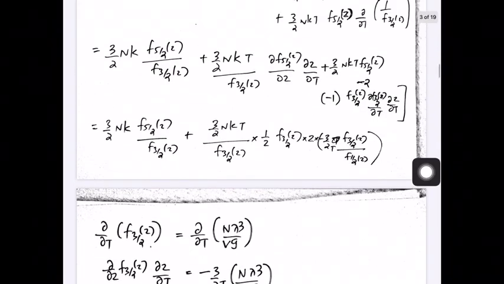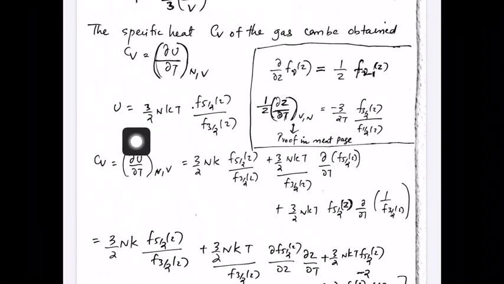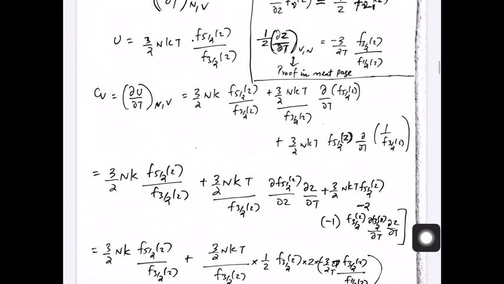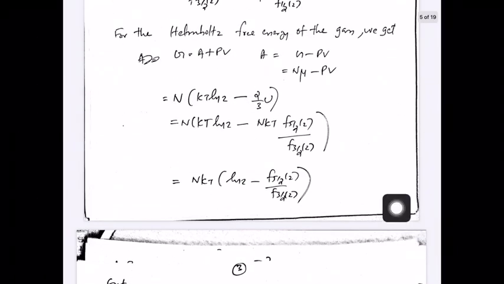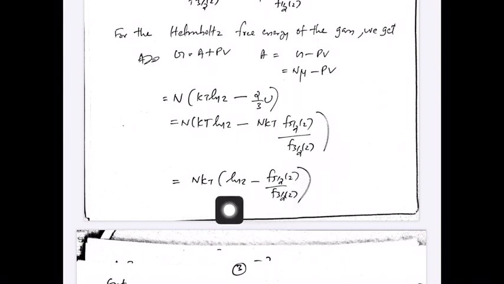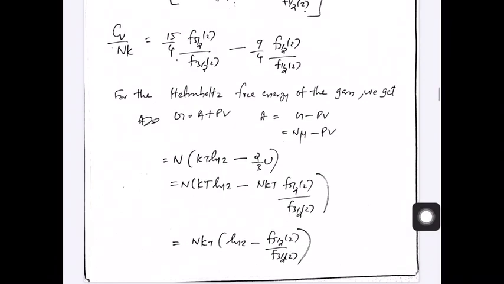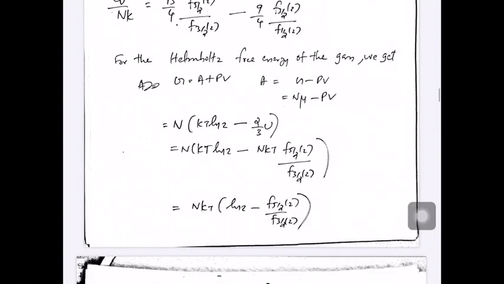We know U is equal to this. U is equal to (3/2) NkT f_{5/2}(z)/f_{3/2}(z). Okay, we know U is this. So 2/3 U will be this NkT f_{5/2}(z)/f_{3/2}(z). So when I take NkT as common factor, this will be log z minus f_{5/2}(z)/f_{3/2}(z). So another thermodynamic quantity is determined, which is the Helmholtz free energy.